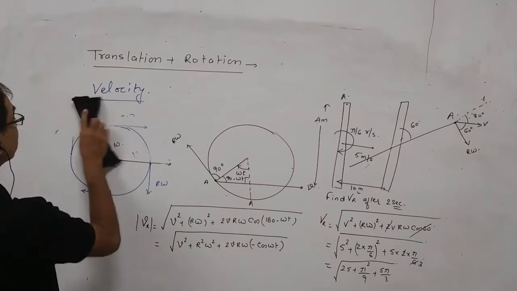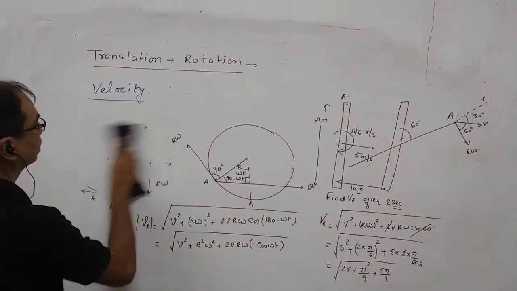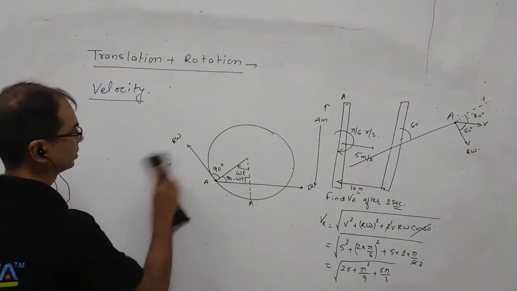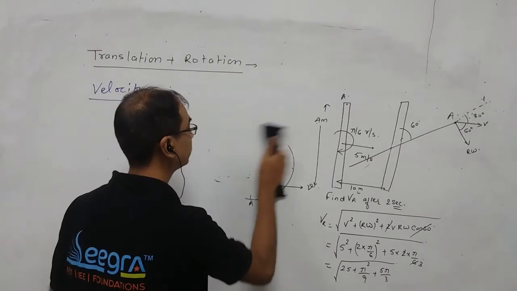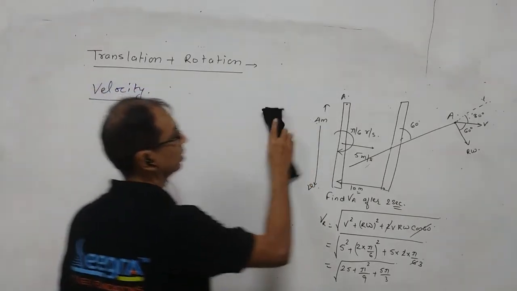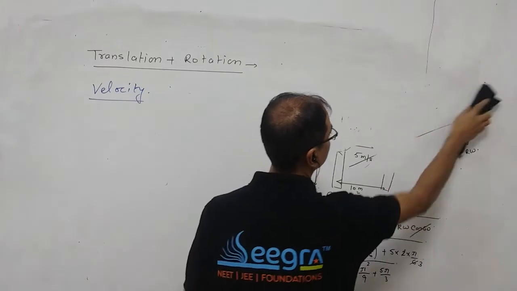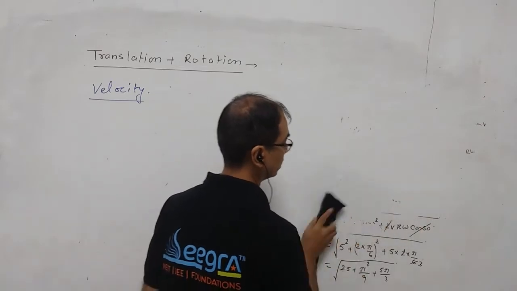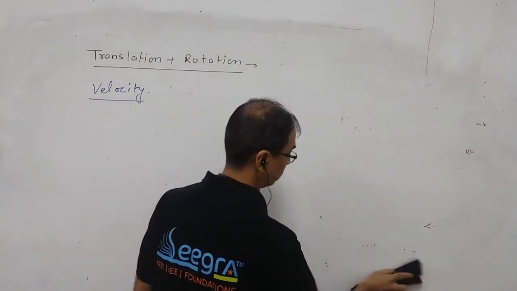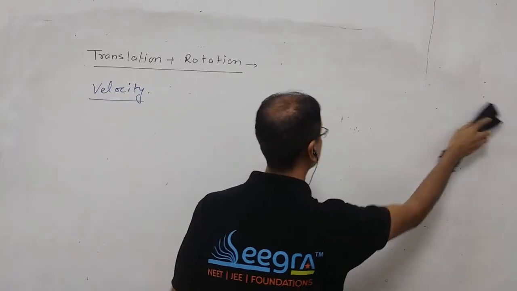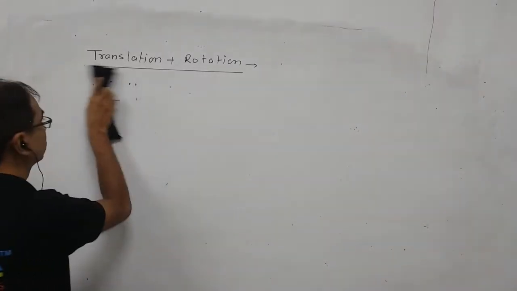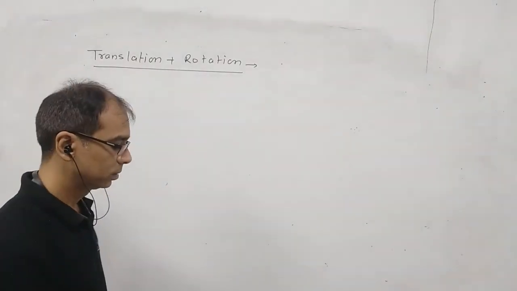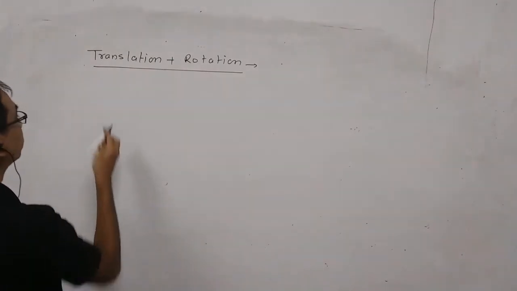Let's talk about distance. Displacement we saw, velocity we saw, now distance. What is the difference between distance and displacement? Displacement is the integration of velocity with respect to time. Whereas distance is the integration of speed with respect to time. What is speed? Speed means the magnitude of velocity. So, distance.